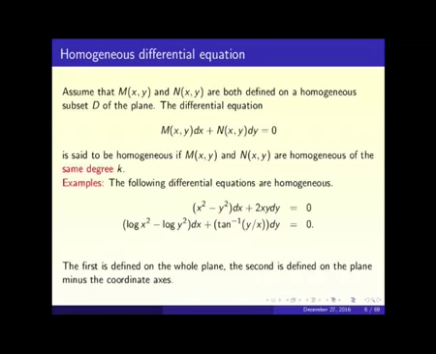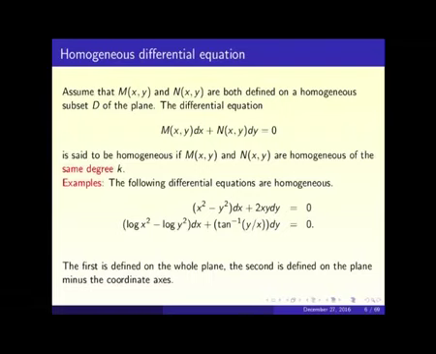So, let us look at two examples of homogeneous differential equations. The first one is (x squared minus y squared) dx plus 2xy dy equal to 0. Observe that the m here is x squared minus y squared, the n here is 2xy. They are both defined on the entire plane and they are both homogeneous of degree 2. So, the first differential equation is homogeneous.